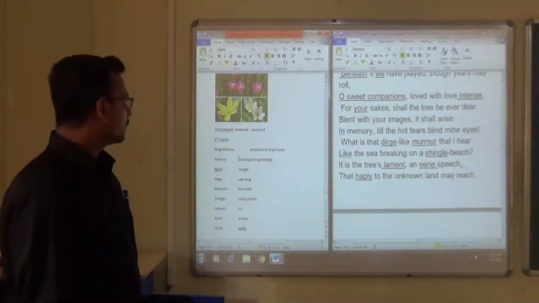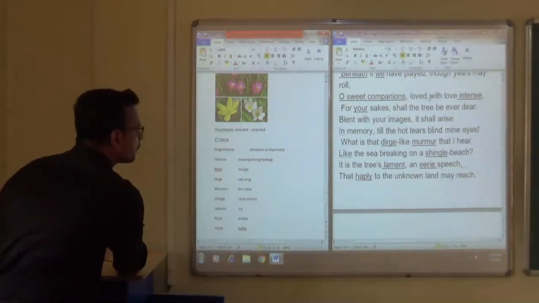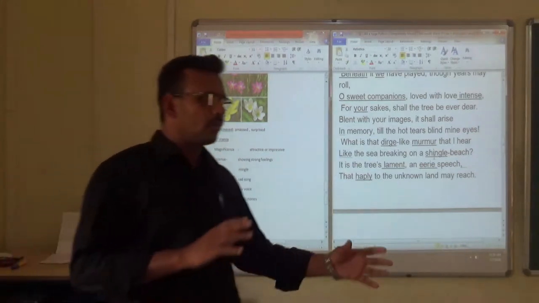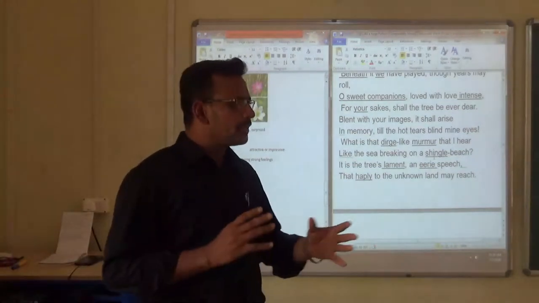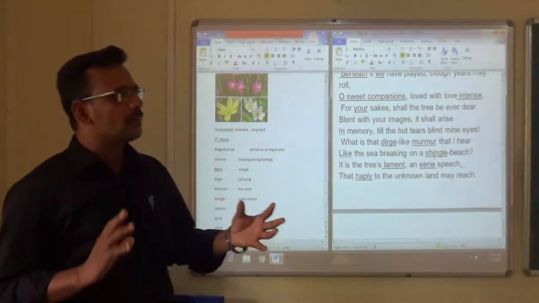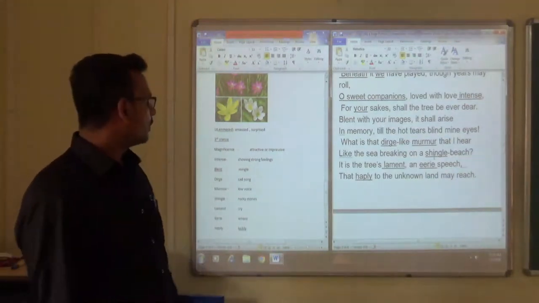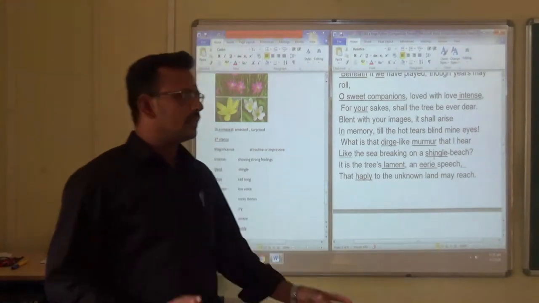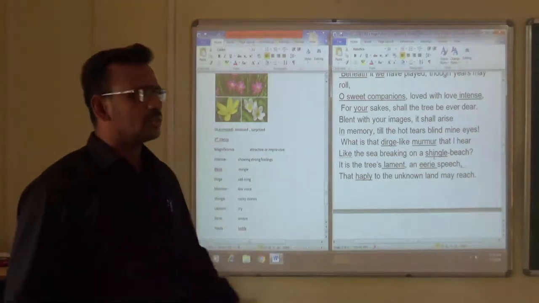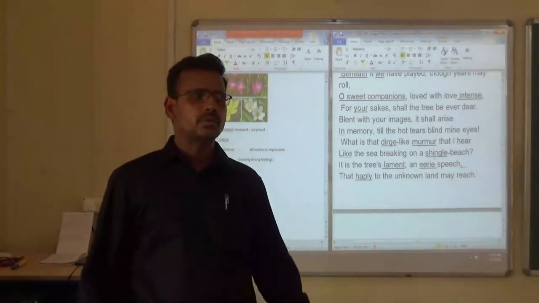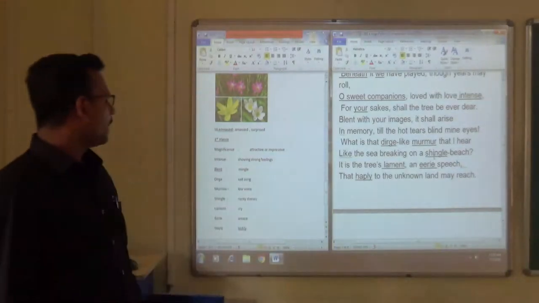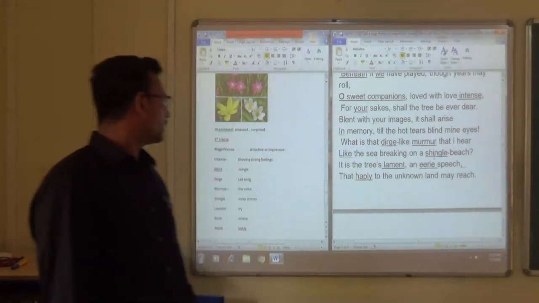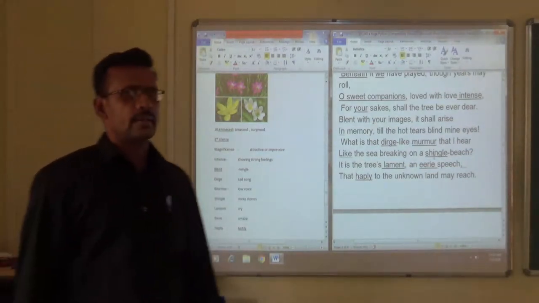The word shingle means rocky stones. When the waves from the sea beat the stones, there is a sound, and that is called a shingle beach. The poet hears this sort of sound. So what's the reason for that sound? She asks. And then she answers herself what the reason is. Here it is the tree's lament.